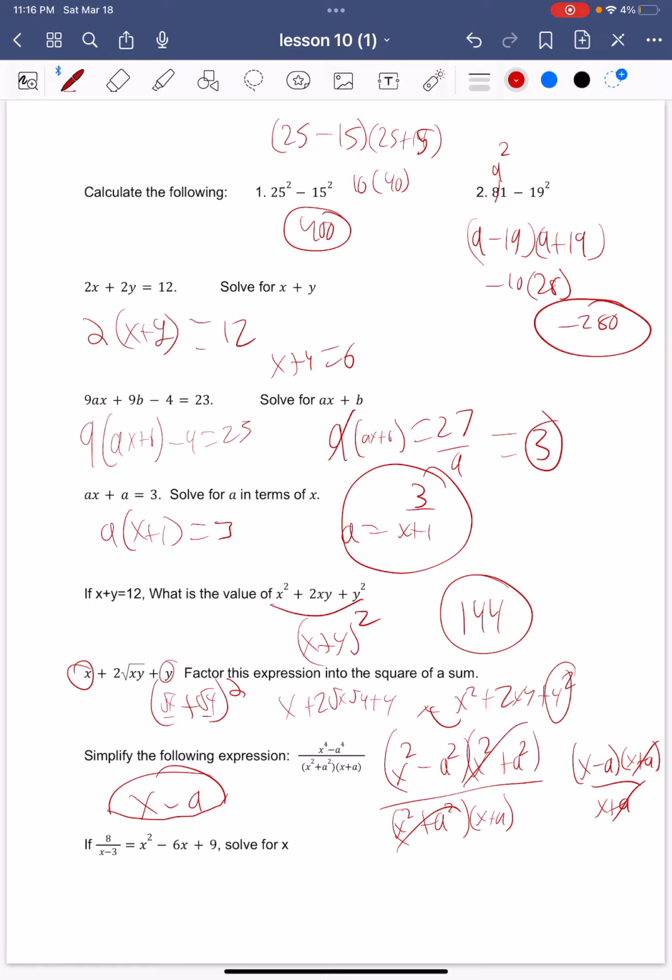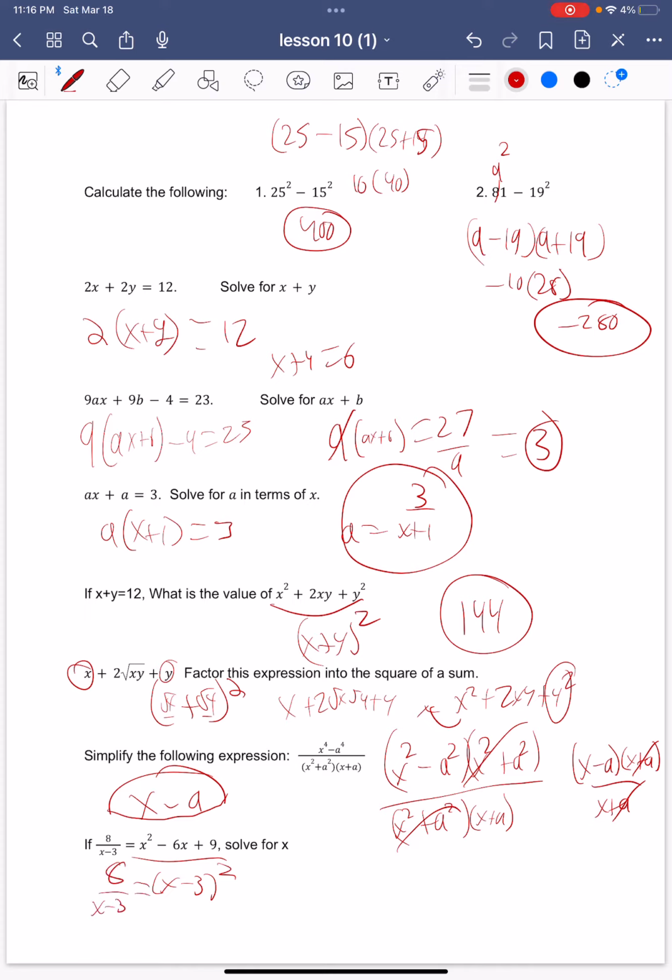If 8 over x minus 3 equals x squared minus 6x plus 9, solve for x. So it would be very annoying to multiply x minus 3 to the other side and then factor by grouping. Or it would be even harder to do that because we have a lot of terms there. So let's try to think of a little trick that we could do to solve for x a little quicker. I recognize that x squared minus 6x plus 9 is x minus 3 squared. And this is equal to 8 over x minus 3.